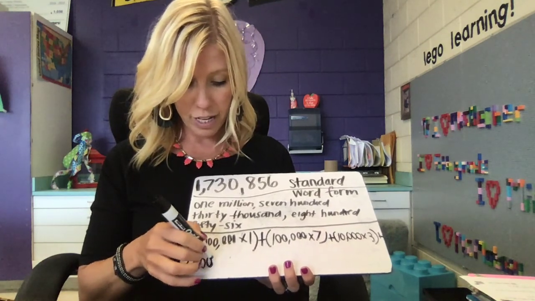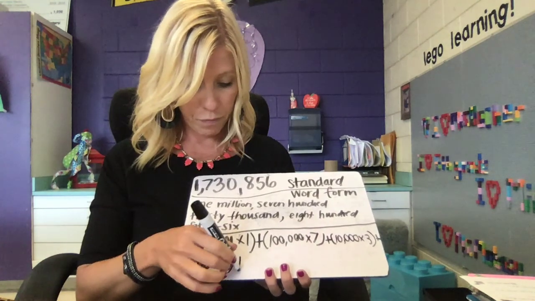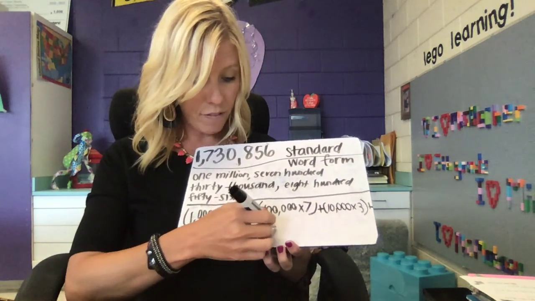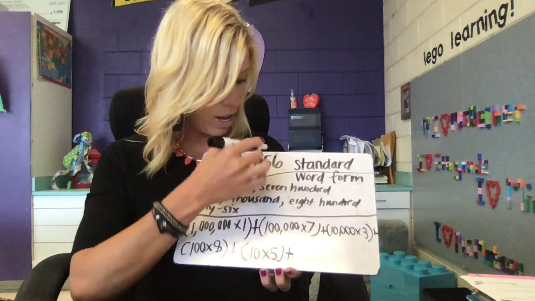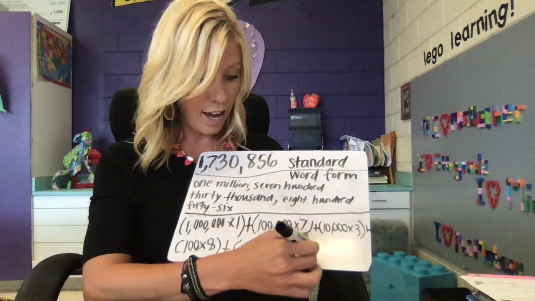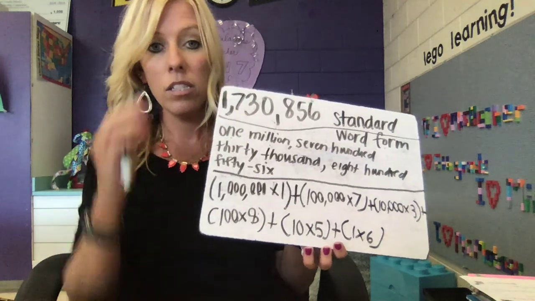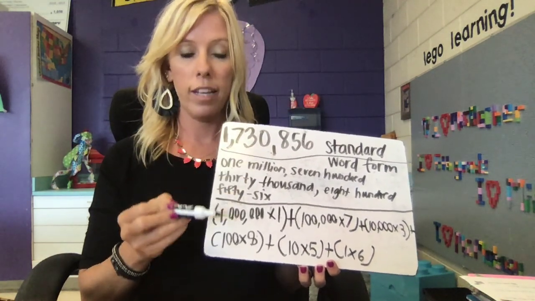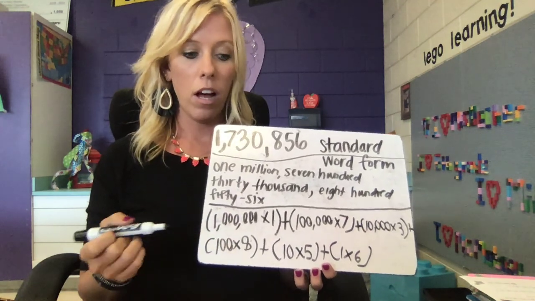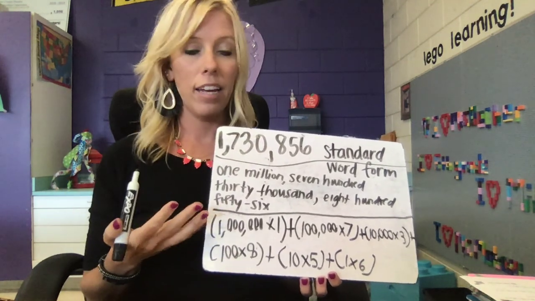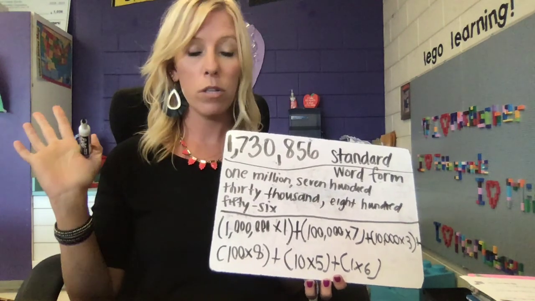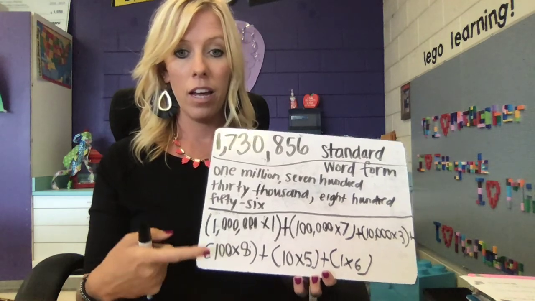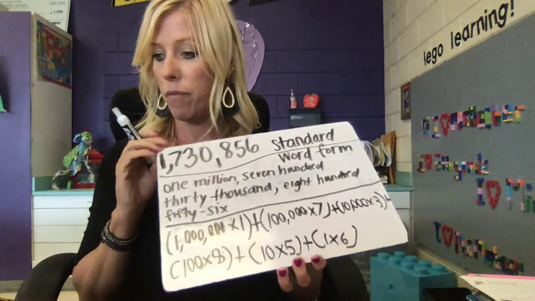In my hundreds place, I have an 8. In my tens place, I have a 5. And in my ones place, I have a 6. So that is standard, word, and expanded notation. Like I said, get somebody to make up some numbers for you. Practice saying them. That is word form. Practice putting them in expanded notation.